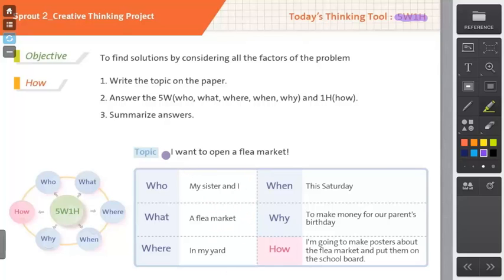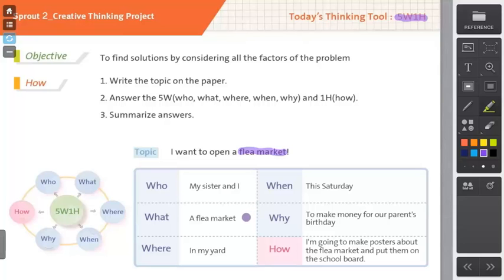Okay, you can have a student read the topic. I want to open up a flea market. Okay, you can just quickly explain to students that a flea market is usually an outdoor market where we sell things. And then you can start answering these questions with students.